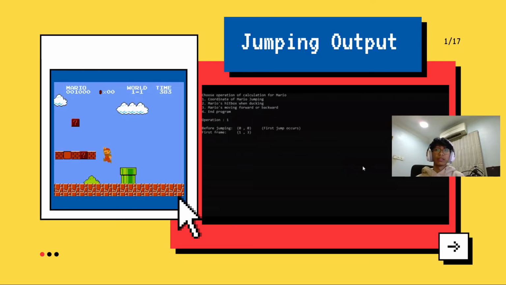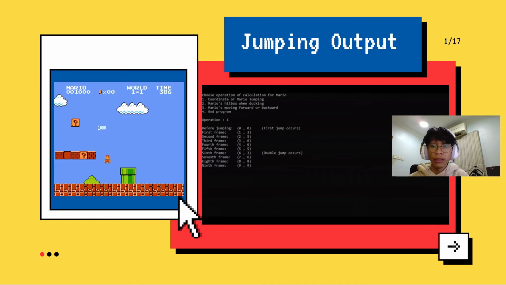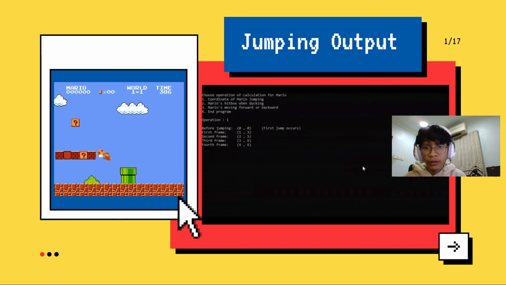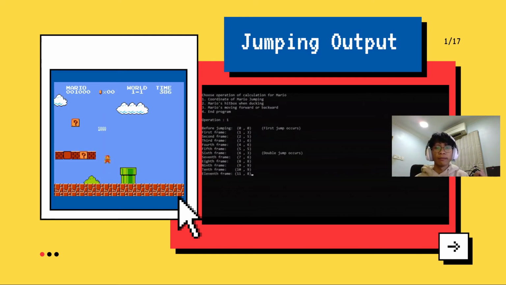Okay, now we can see the operation of jumping. When we enter the operation of jumping, we can see the original coordinate, which is before jumping, and the frames that go with it. So we can see it goes from 0 to 13, 225 and 236. We can see that the y coordinate keeps getting smaller. This is because gravity is affecting Mario jumping.